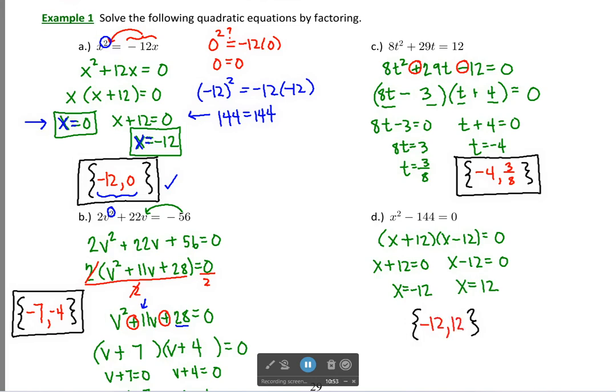These you can kind of eyeball to check. If I plug in either positive or negative 12 here and square it, that's going to give me 144, and 144 minus 144 is equal to 0. So we can be confident that we have the correct solution.